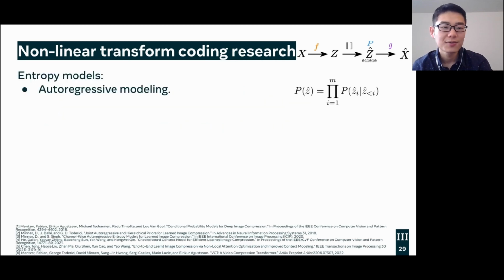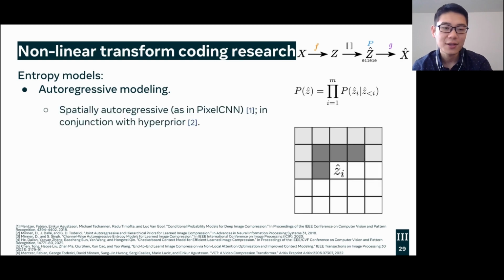Another idea is to use an autoregressive entropy model, and this can be defined along a spatial ordering, like in PixelCNN, and it can be used in conjunction with hyperprior. But a common issue with this type of approach is that the autoregressive model defined along spatial ordering can be slow to draw samples from, and in our case, can be slow to decode.